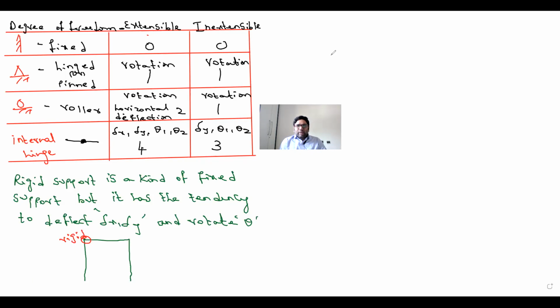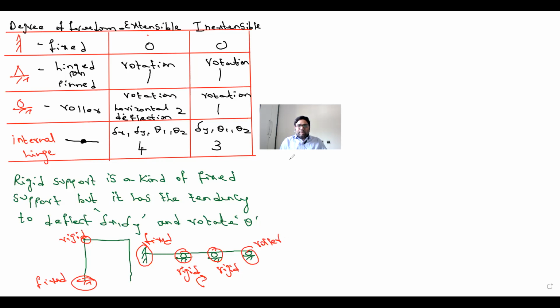Or if you take a beam, let me put it this way now for simplicity. This is fixed, and even here also this is fixed. This is a rigid joint. It can rotate, and this is also a rigid joint, and this is a roller joint.